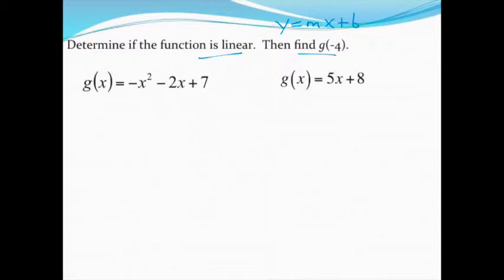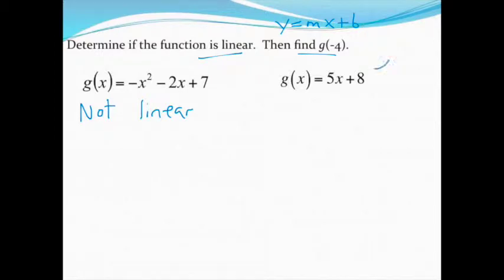Taking a look at this first function, g of x, I can see right away there's a problem. There's an x squared in there. So that tells me this first function is not linear. We'll take a look at the graph momentarily and see what it looks like, but it's not linear, it's not going to make a straight line.